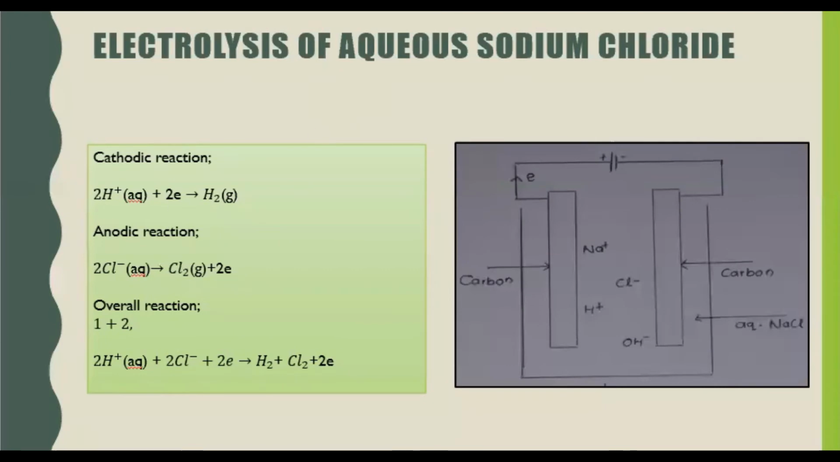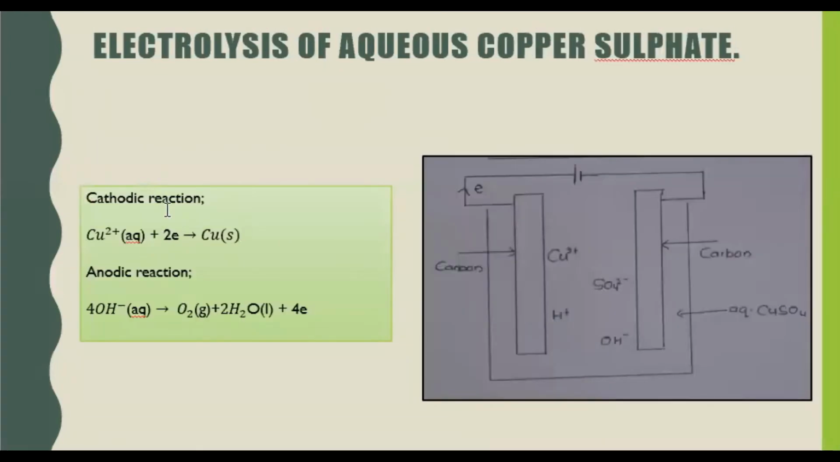Let's come to the next slide. There's another example: electrolysis of aqueous copper sulphate. Here the electrolyte is aqueous copper sulphate and we have two carbon electrodes, connected to an electricity source. Here also we are using aqueous, so there is water.